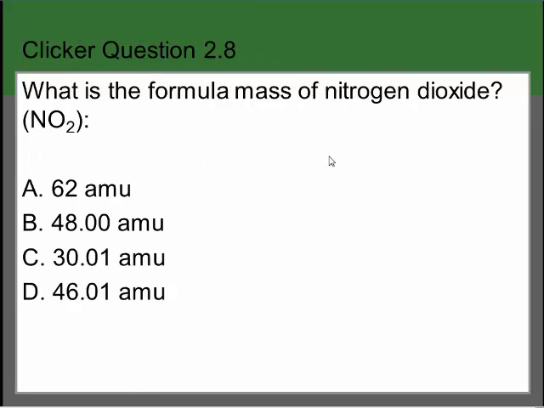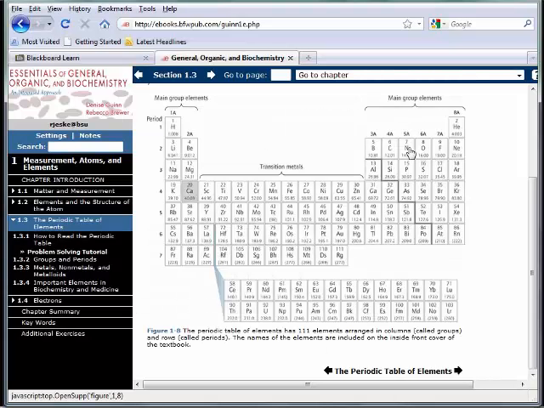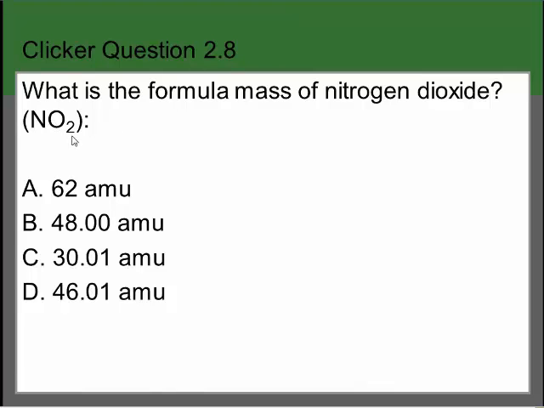So now work one on your own. What is the formula mass of nitrogen dioxide, NO2? So working this, we need to look up the mass of nitrogen, 14.01. Add to it 2 times 16.00. 16 plus 16 is 32. Plus 14.01, 46.01 AMU. So D is the best answer here. 16 plus 16 plus 14.01.